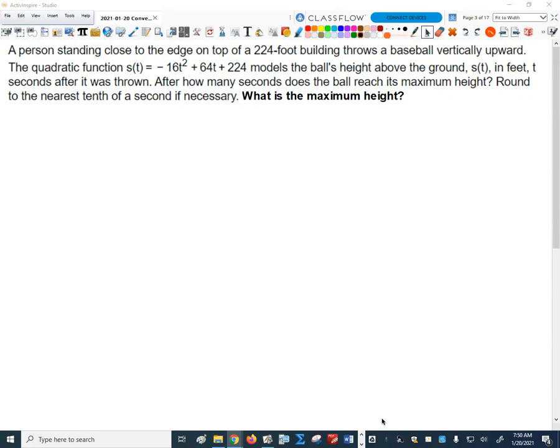Okay, a quick review of graphing quadratics in standard form. We got one more application problem I wanted to go through with you guys.